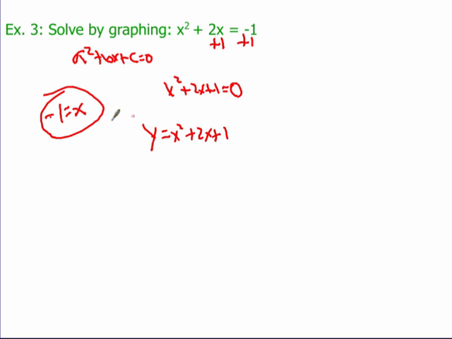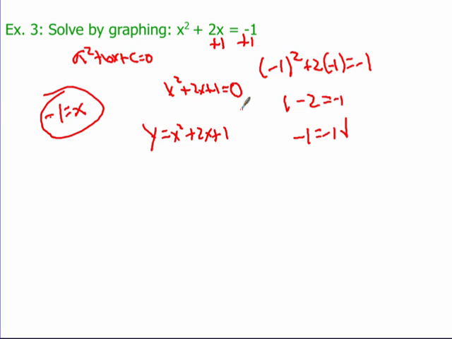Now, how can I check this? Well, I can take this -1 and plug it into the original equation to see if it works. So I do -1 squared plus 2 times -1 equals -1. -1 squared is 1. 2 times -1 is -2, so I get 1 minus 2. 1 minus 2 does equal -1, so it works. The answer is -1. So that's how we use a graphing calculator to solve these, by graphing.